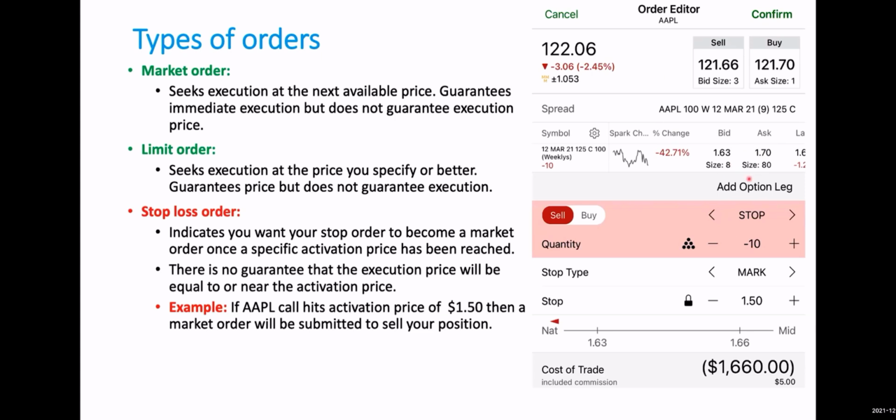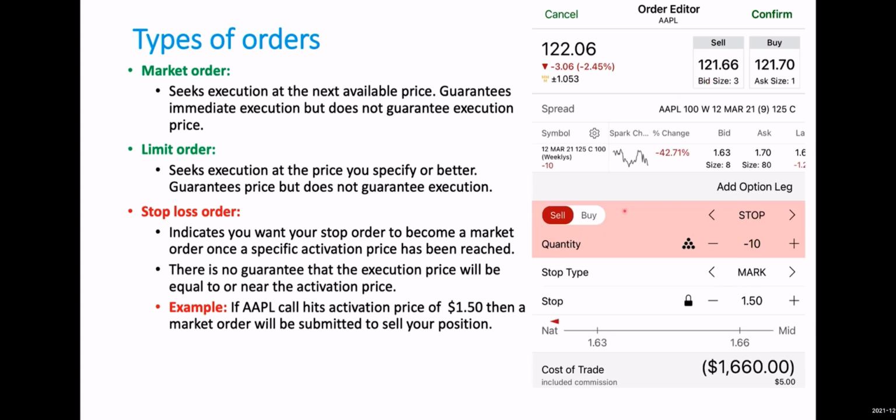So in this example here, I have 10 option contracts of Apple. Let's say I bought it hypothetically for 170. I'm setting the order type to stop, and I'm saying 10 contracts. Mark is nothing but the midpoint price, so between the bid and the ask price. And I'm saying stop at 150. So basically, if the midpoint of this option contract drops to 150, a market order will be submitted and I'll get out of the trade. The execution is going to happen automatically. I don't have to do anything. Once this price is reached, I will get out of this trade.